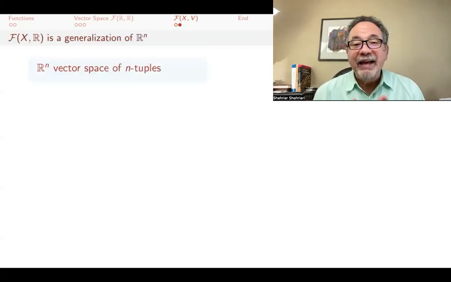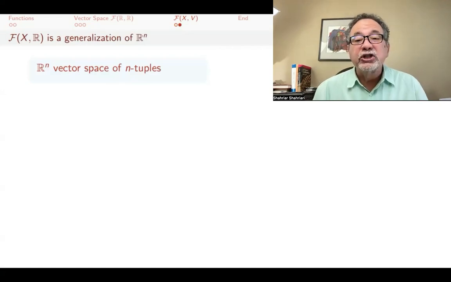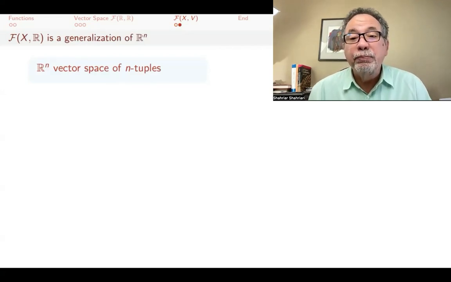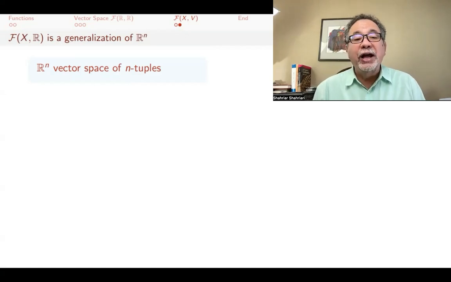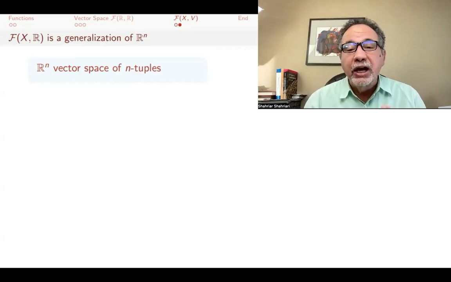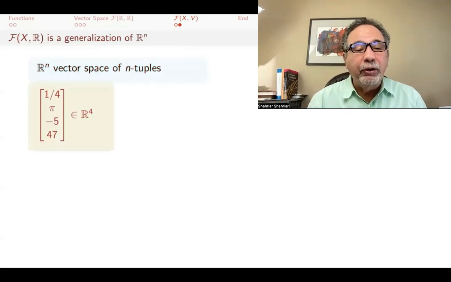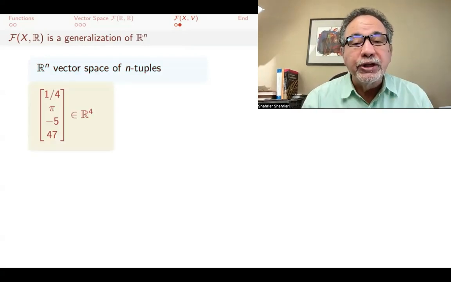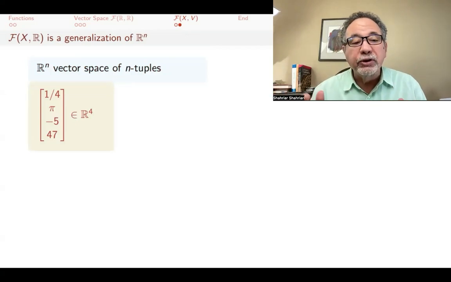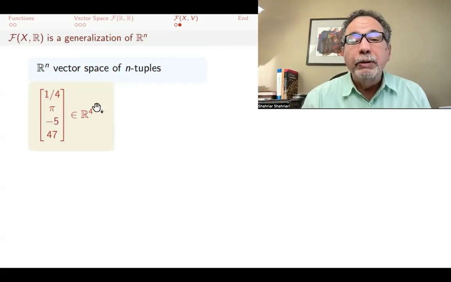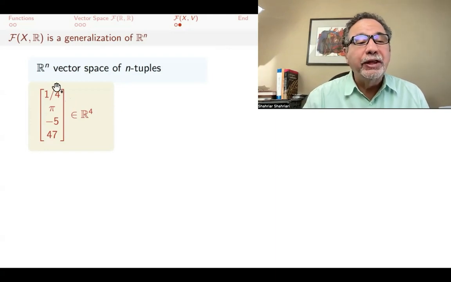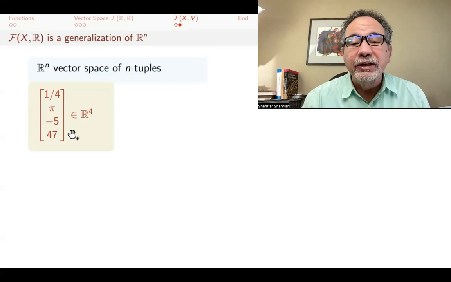I also want to say that this F(X, R), this vector space of functions from X to R, actually generalizes our prototypical example of a vector space, Rn. Rn is the vector space of n-tuples. You can add n-tuples, you can multiply by scalars. I have a whole video on Rn as an example of a vector space, and you should watch that. But I want to say that F(X, R) actually directly generalizes that. For example, elements of R4 are just 4-tuples, lists of 4 ordered numbers. You can write them as column vectors with 4 numbers in them. One particular element of R4, for example, is the one that has 1/4, pi, minus 5 and 47 as its entries. This is one element, not 4 elements of R4.